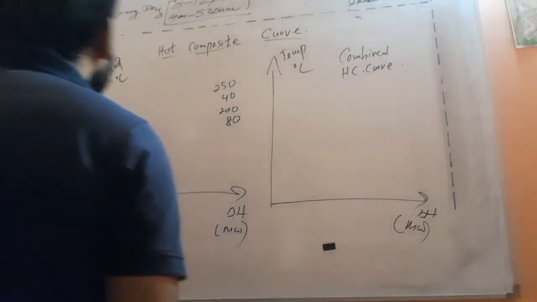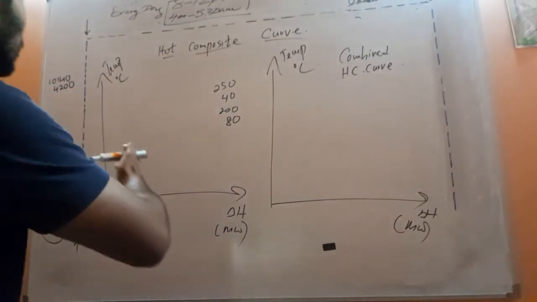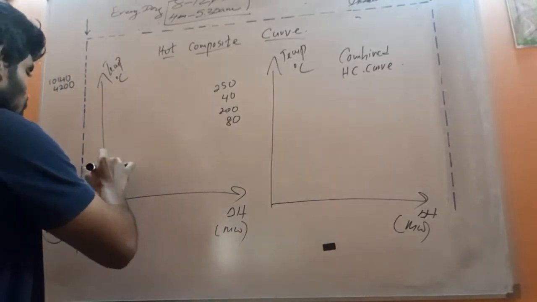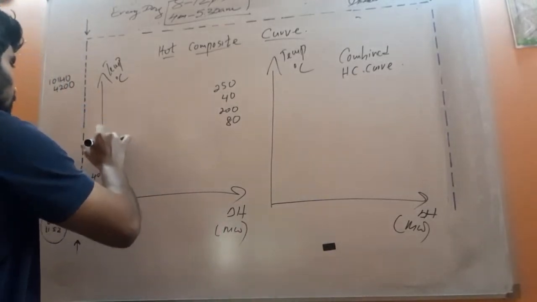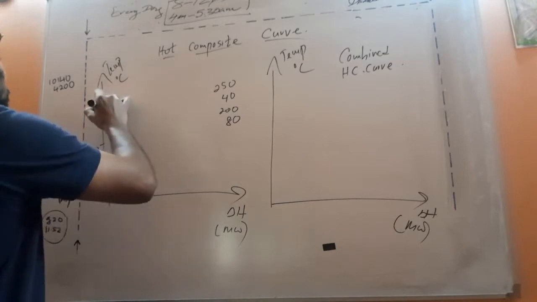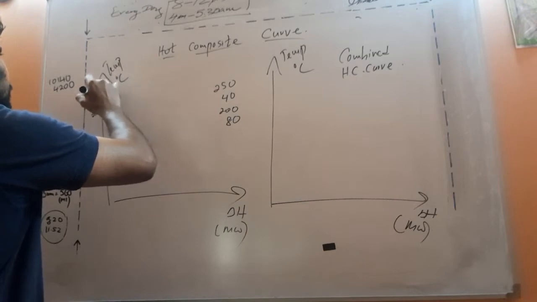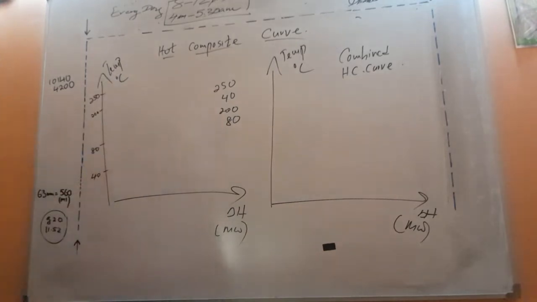So now you can complete the temperature axis. I hope you can see. Now you can complete the temperature axis: 40, 80, 200 a little bit above, then 250. 40, 80, 200 and 250.